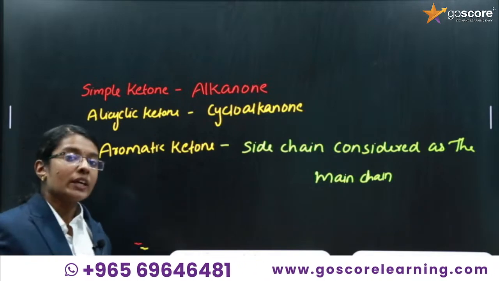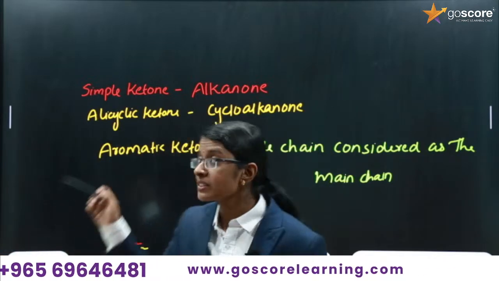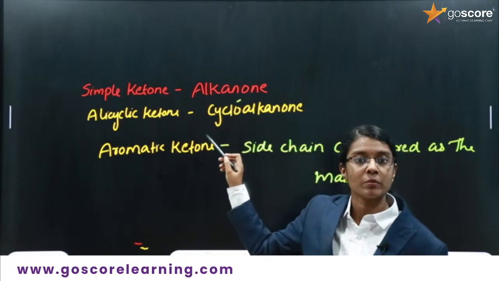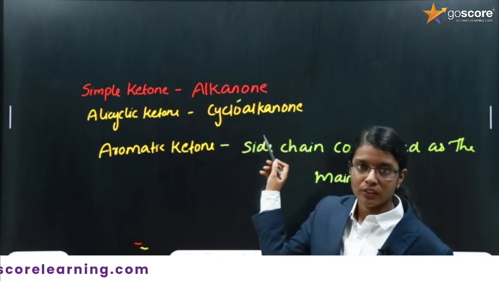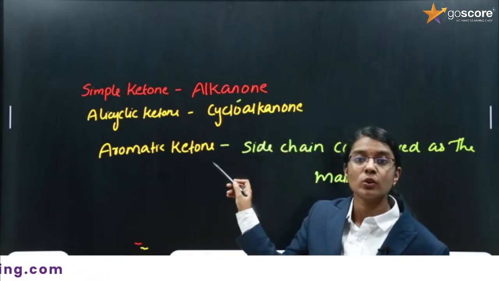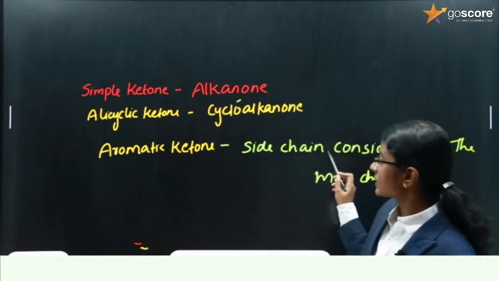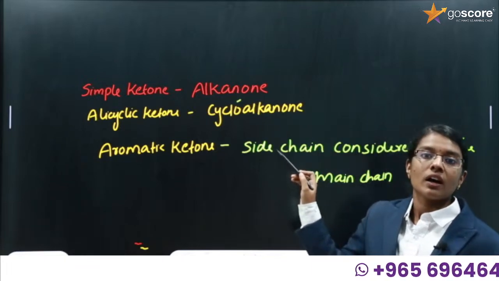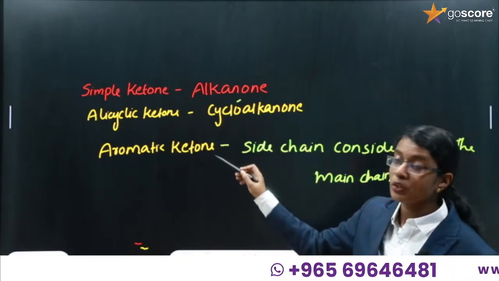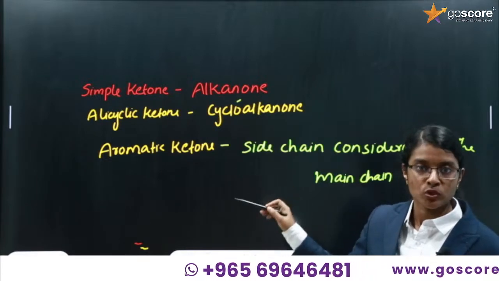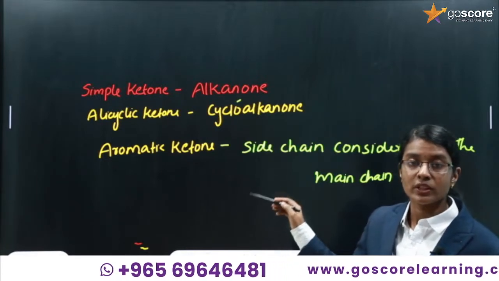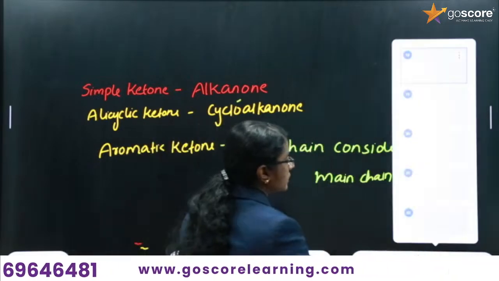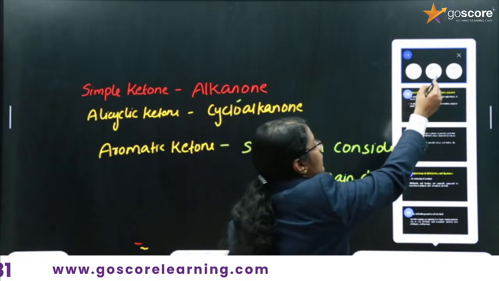Is that clear? Four. If it is a simple ketone, we name it as alkanol. If it is an alicyclic ketone, we name it as cycloalkanol. If it is an aromatic ketone, the side chain is considered as the main chain, and the phenyl, the aromatic compound, is considered as the substituent, that is phenyl. So then it is called phenyl. Is that clear? Then we can practice the nomenclature of compounds.